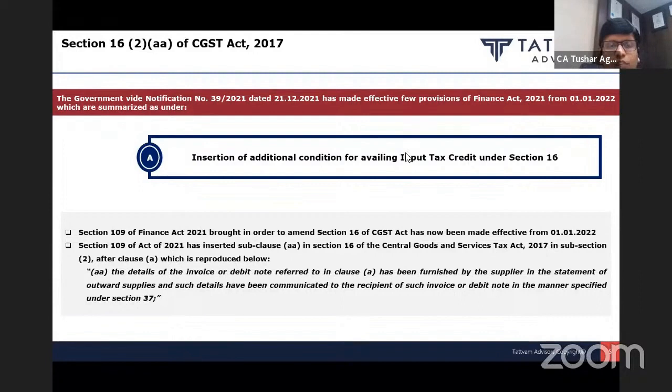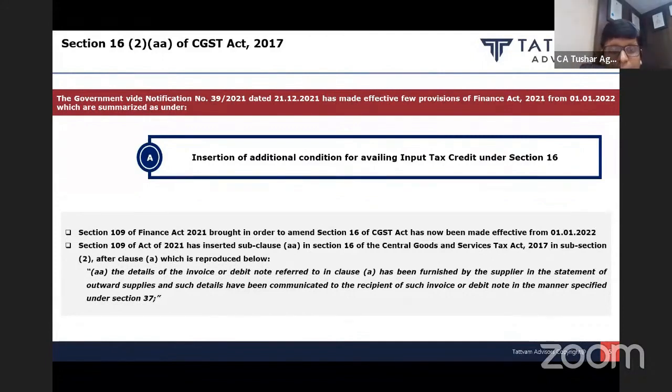The details of the invoice or debit note referred to in clause A have been furnished by the supplier in the statement of output supplies, and such details have been communicated to the recipient of such invoice or debit note in the manner specified under section 37. So Rule 16 subsection 2 subclause AA says that the supplier has to upload the details of the invoices which they are issuing in their GSTR-1, that is the statement of output supplies, and such details have to be communicated to the recipient in the manner specified.